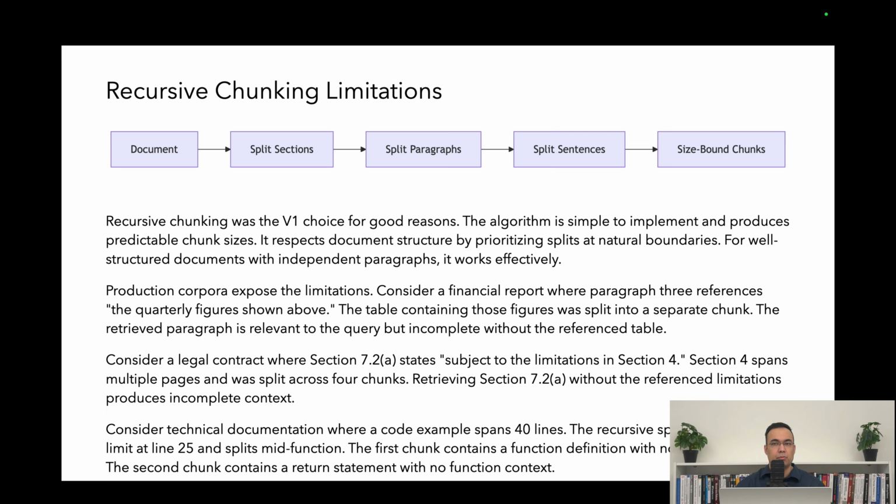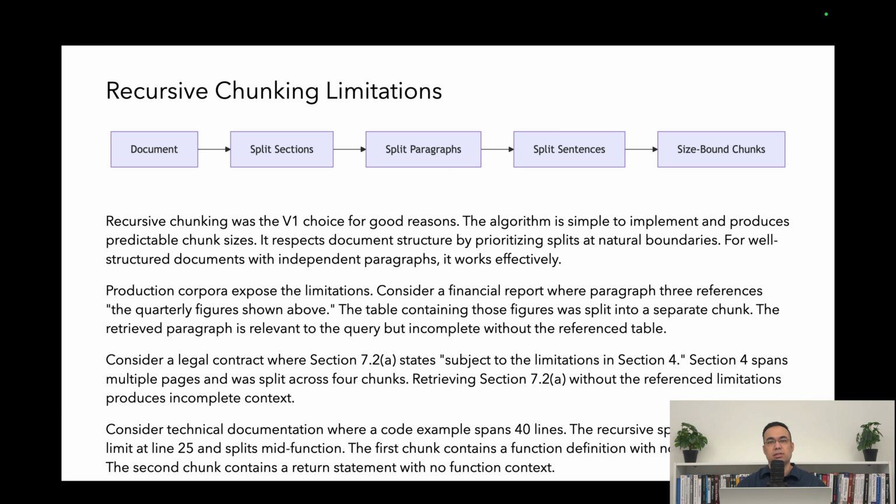The second example would be, let's say, a legal contract where a section 7.2a would state something like "subject to the limitation in section 4." Now section 4 spans multiple pages and was split across 4 chunks. Retrieving 7.2a without the reference to limitations produces incomplete context.